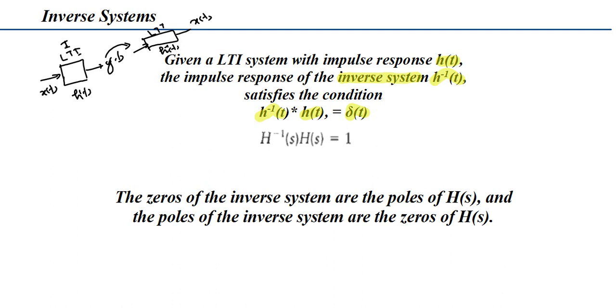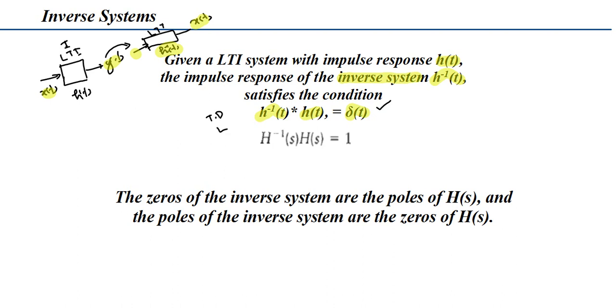If you apply an input to the first system, you will get an output y of t, and if you apply y of t as the input of the second system, you will get the input x of t. Then we can say that an inverse system exists, represented by h inverse of t. Then it should satisfy the condition in time domain: h inverse of t convolution h of t is delta of t, an impulse signal.